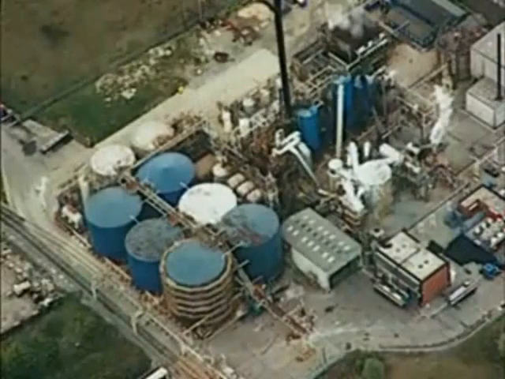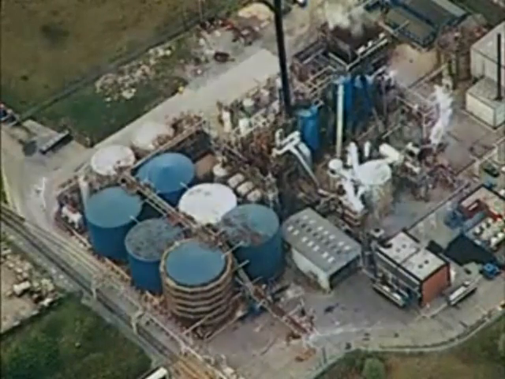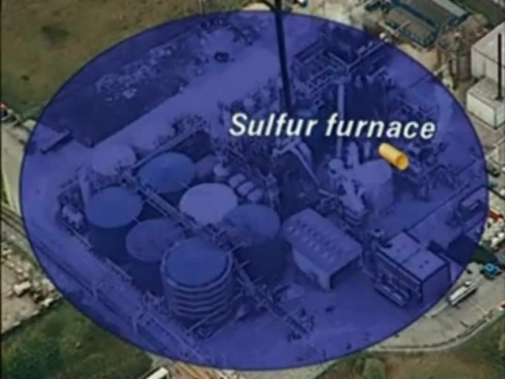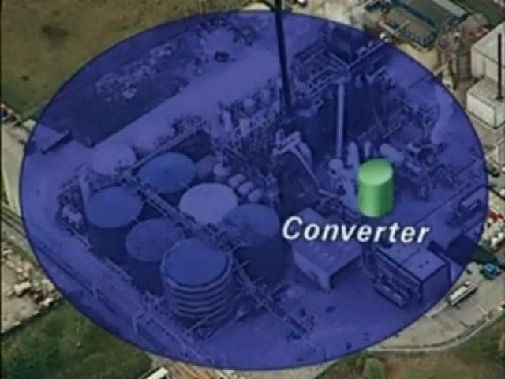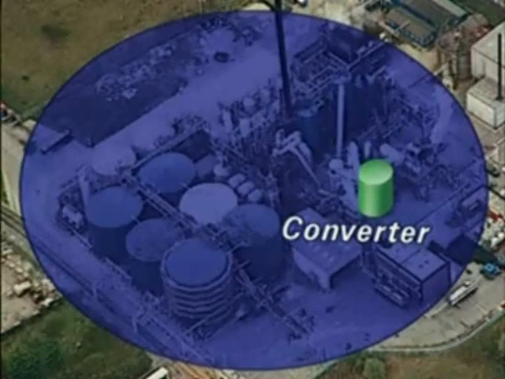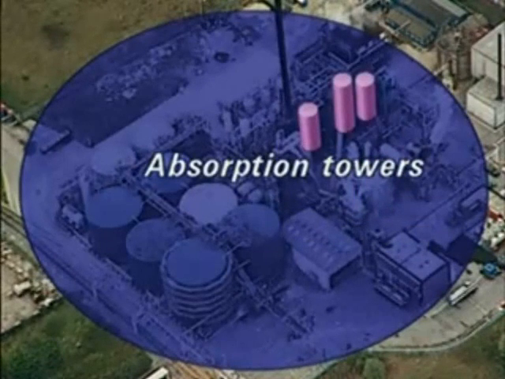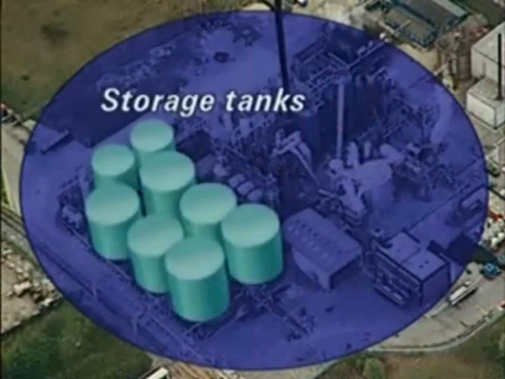At this small plant that makes 600 tons of acid per day, the sulfur is burnt in a furnace. Sulfur dioxide passes to the converter. Sulfur trioxide is fed to the absorption towers to produce acid of the required concentration. This is then stored for delivery by tanker.